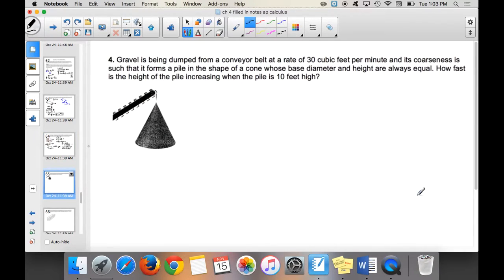All right, so number 4. So gravel is being dumped from a conveyor belt at a rate of 30 cubic feet per minute. So that's our dV over dt. And so it's going up this conveyor belt and it's getting dropped into a cone shape.